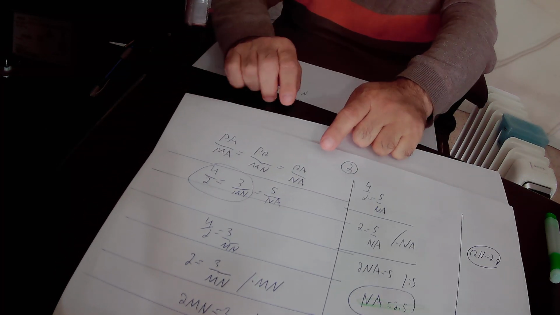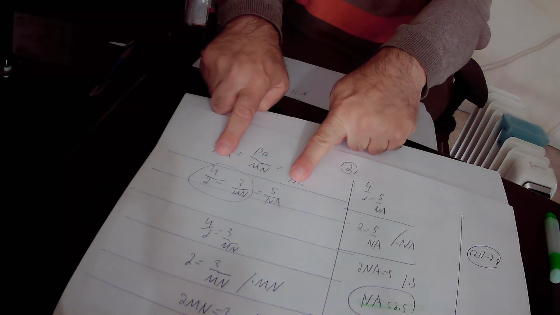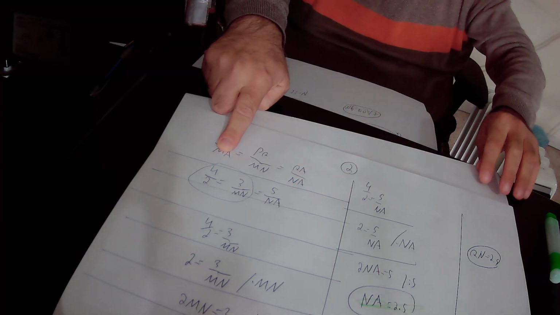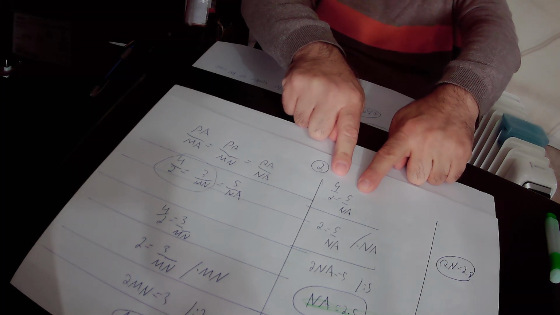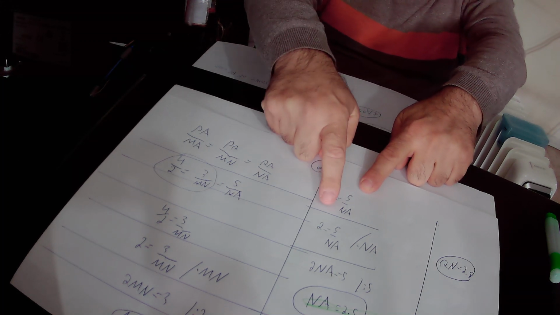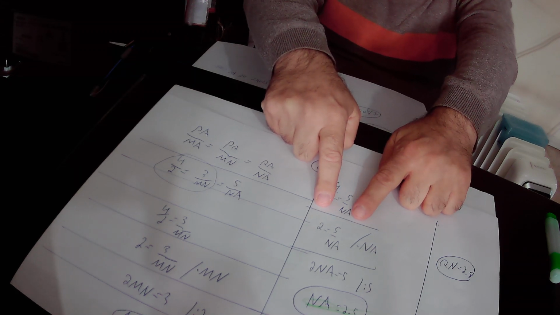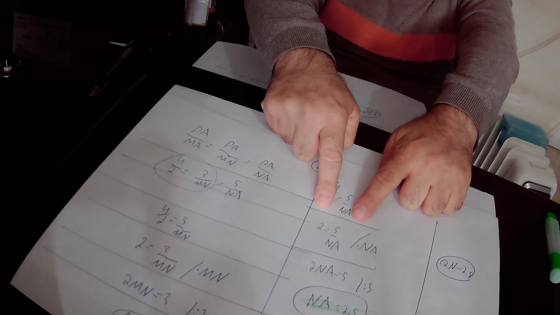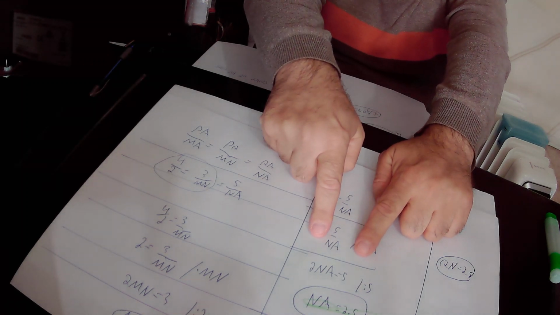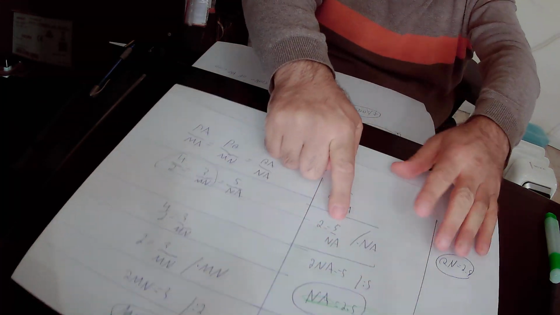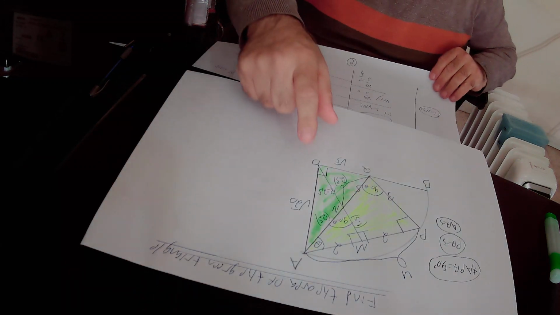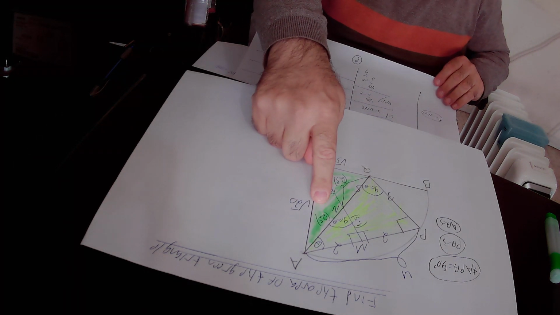We can also conclude from the equation that 4 over 2 equals 5 over NA. 4 over 2 is 2, so 2 equals 5 over NA. We multiply this equation by NA, and finally we find that 2 times NA equals 5. We divide this equation by 2 and find that NA equals 5 over 2, that is 2.5. Here, line segment NA equals 2.5 units in length.